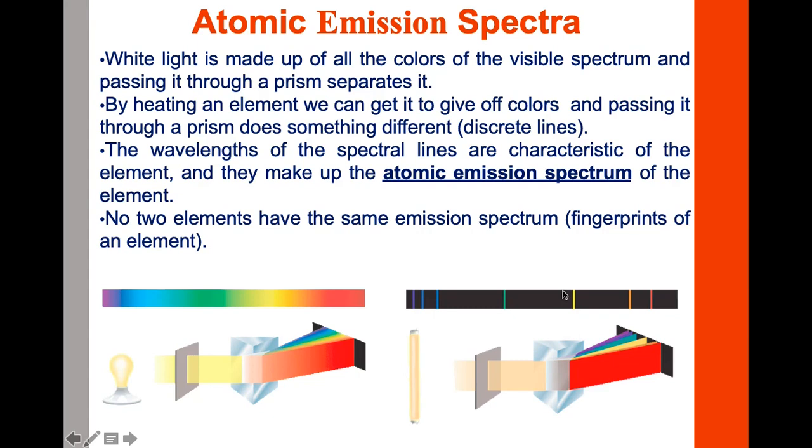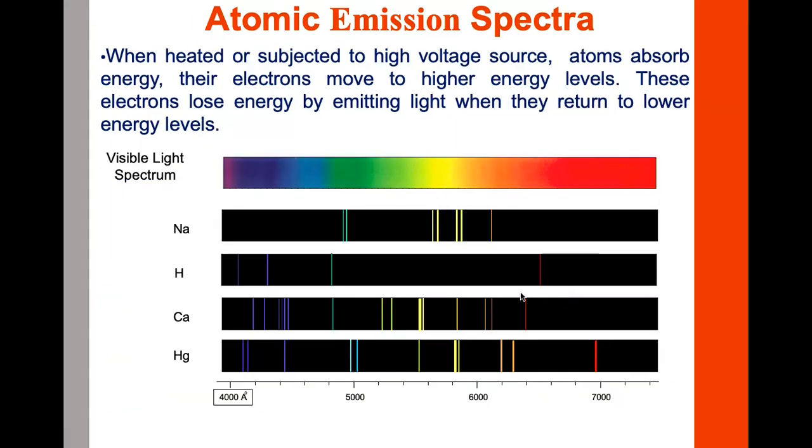And this is where let's look at the different atomic emission spectra which are coming from different elements here. We have sodium, hydrogen, calcium, and mercury. And if you look closely, each element has specific distinct lines. No two elements have the same set of lines.